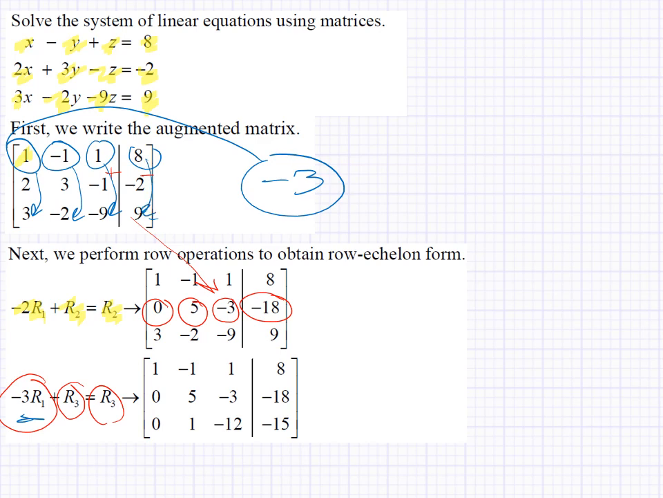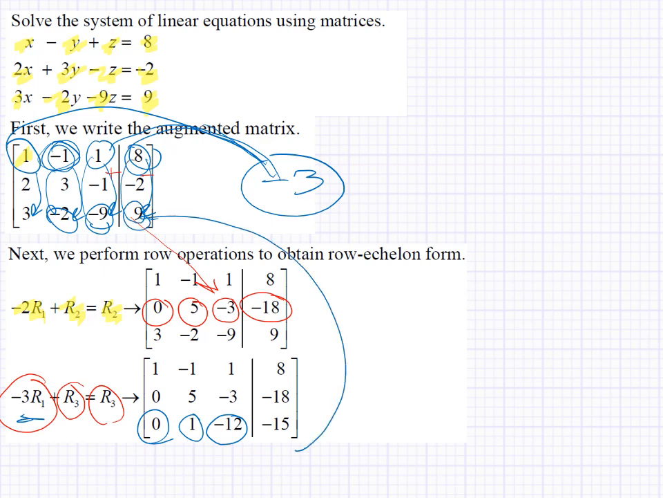So that'll give me 0 on the first register. Then negative 3 times negative 1 is positive 3. Positive 3 plus negative 2 gives me positive 1. Negative 3 times 1 gives me negative 3. Negative 3 and negative 9 gives me negative 12. And then negative 3 times 8 gives me negative 24. Negative 24 and positive 9 will give me a negative 15. So now I have a 1 followed by 2 zeros below it.